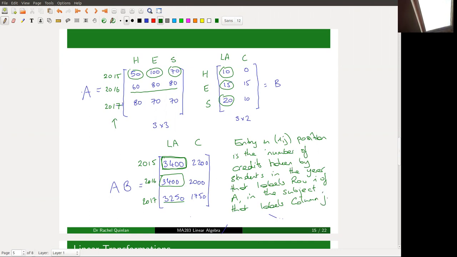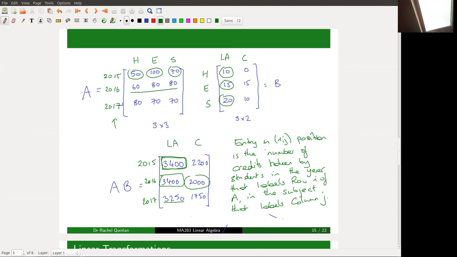So for example, the 2000 here, just a final example, that's in the row labeled by 2016, and it is in the column that labels calculus. So it's the total number of calculus credits taken by students in 2016 who were in their first year of their studies in Eigen University, either in humanities, in engineering, or in science.